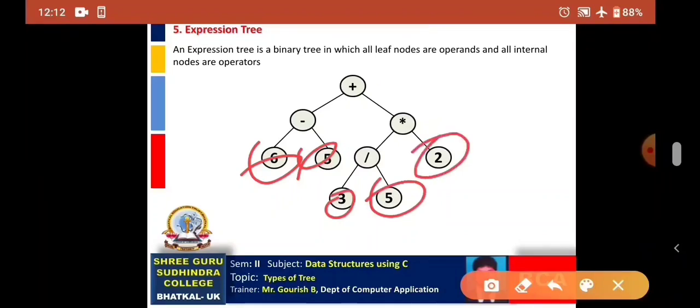In an expression tree, all the leaf nodes are operands and all the internal nodes are operators, right? See, all the internal nodes means those which have at least one child, right? This is called the internal nodes, right? So all the internal nodes in the expression tree are operators. This tree is called the expression tree.